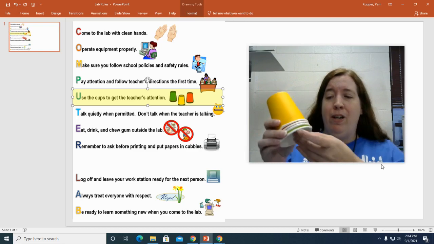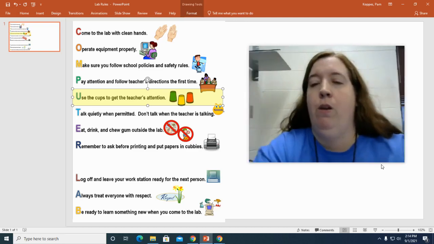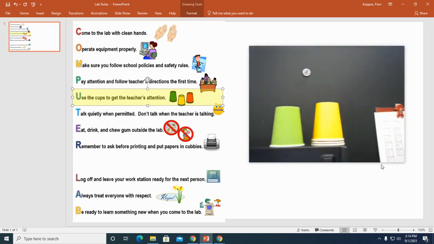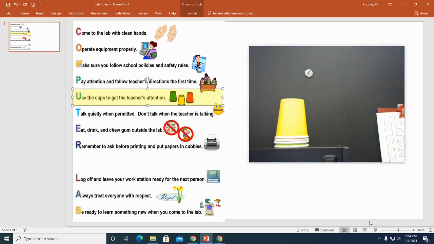Oh, one more note about the cups. Don't set them on the computer so that they're next to each other. I don't know what the color that one is supposed to be. Just leave them in a stack, and then I'll know what to do.